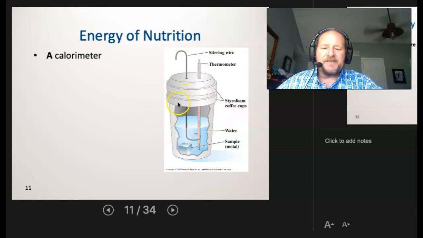And what we'll do is take some styrofoam coffee cups. We'll take 2 of them usually. You nest them together, and then we put some water in here. Now we have to know how much water is here, right?